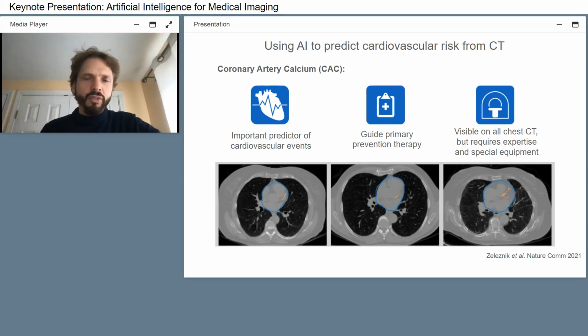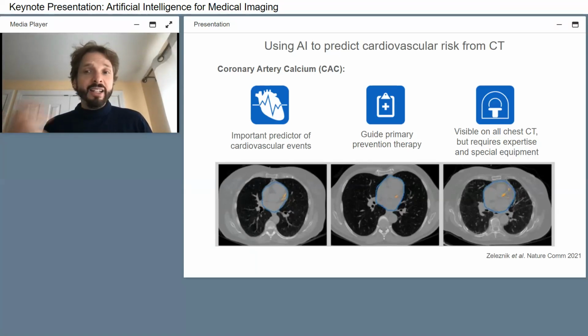So if you look at the coronary artery calcifications, CAC, these are orange. In blue is the outline of the heart, and in orange you can see the coronary arteries. If there is calcium in this, which you can easily see on a CT scan, then this is a very strong risk factor. It's the best known predictor of cardiovascular events. The nice thing is it also guides primary prevention therapy, so we know what to do, right? If individuals are at increased risk of CVD, cardiovascular disease, we know how to act on this and what to do with these individuals.